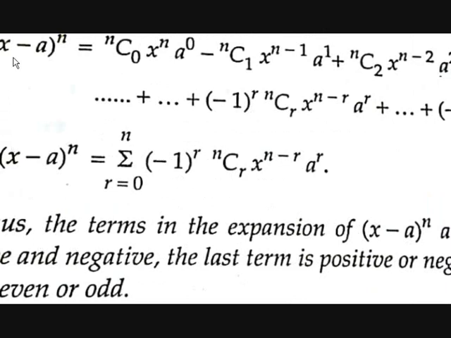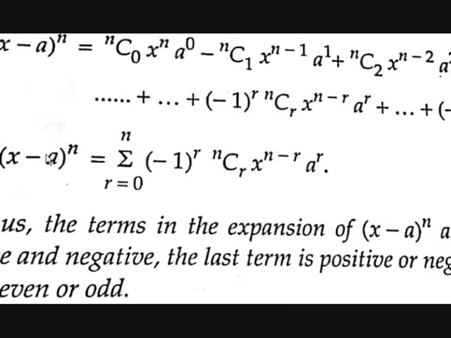It implies (x − a)^n will be nC0 x^n a^0. Here it is negative a, right? Negative a to the power 0 or a to the power 0 is the same. But here, (−a) to the power 1 is nothing but −a, so you will get a minus symbol for the whole term. But in a square, the negative will get cancelled out, so you will get plus. And so on until (−1)^r nCr x^(n−r) a^r, and so on plus (−1)^n nCn x^0 a^n.